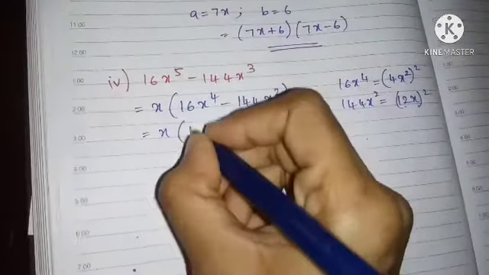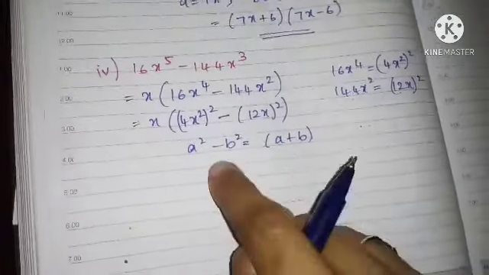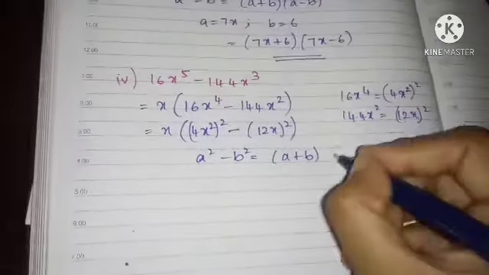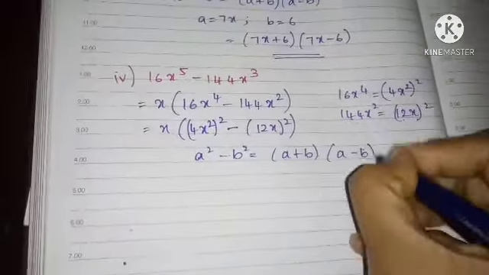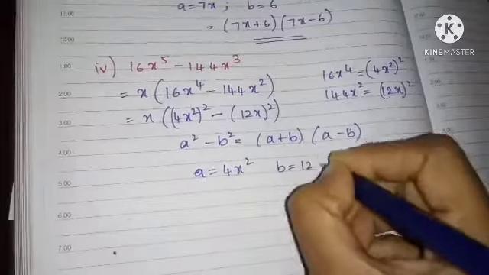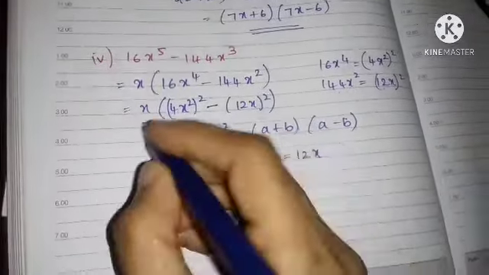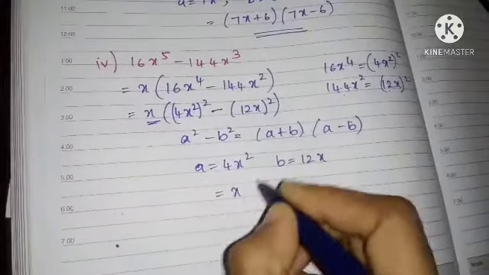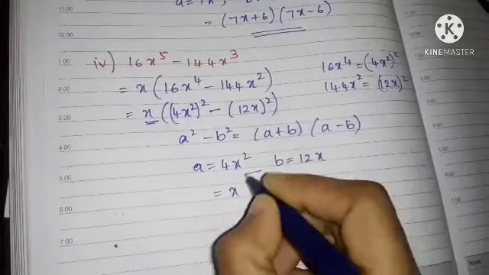So now a square minus b square is equal to a plus b into a minus b. Whenever you use an identity, you should mention the name of the identity. A is 4x square, B is 12x. So now x is common, don't forget that. A plus b means 4x square plus 12x, into 4x square minus 12x.